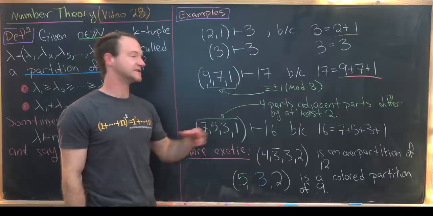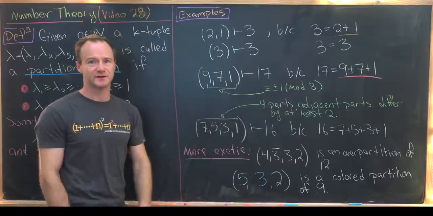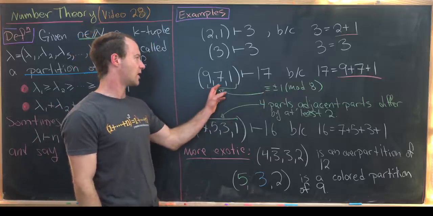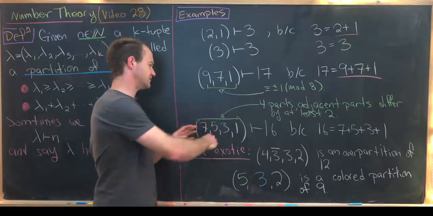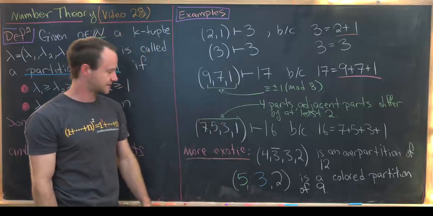So there are many ways, but these are 2 of the ways of looking at different types of partitions. Either the parts are in a certain residue class modulo n, or there's some difference condition on the parts.